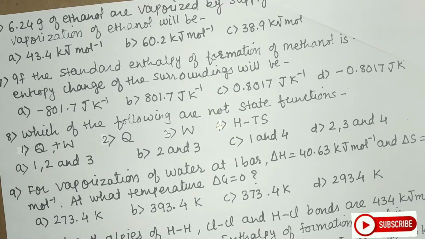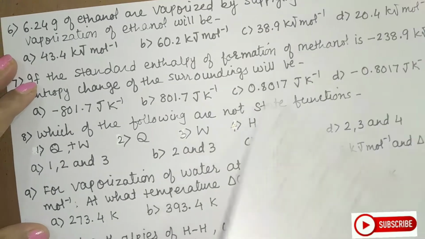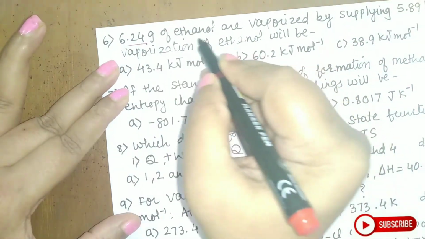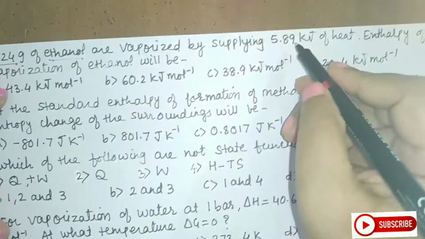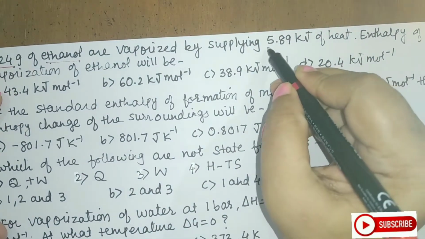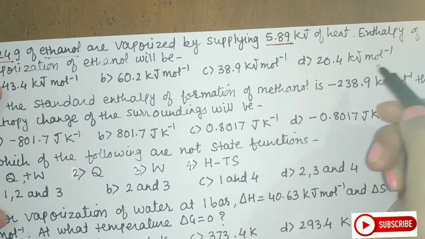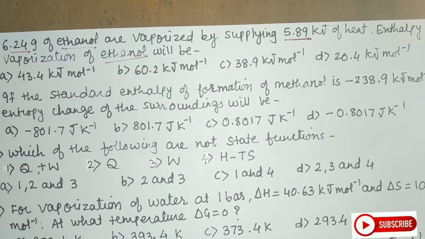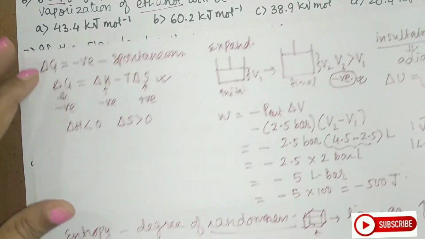Let's see the next one. 6.24 gram of ethanol is vaporized. Now here some mass of ethanol is given, that is 6.24 gram, and the heat required is 5.89. So the enthalpy of vaporization of ethanol will be. This type of question you have to make equations for.